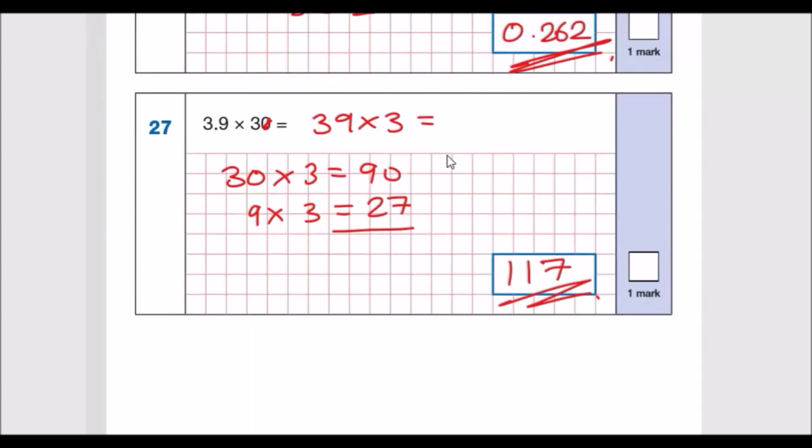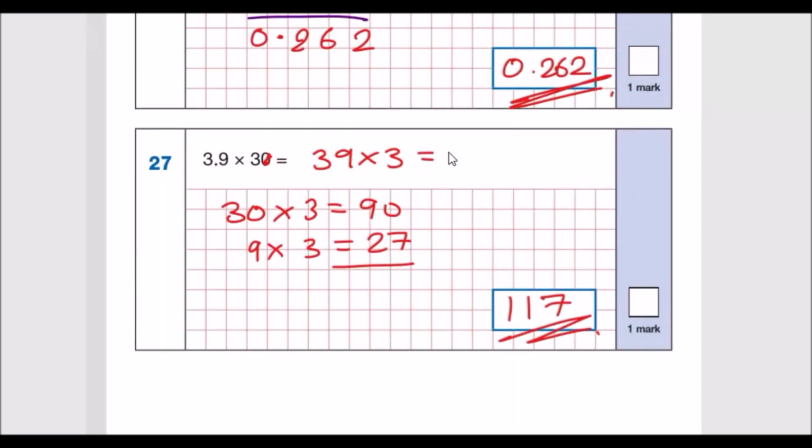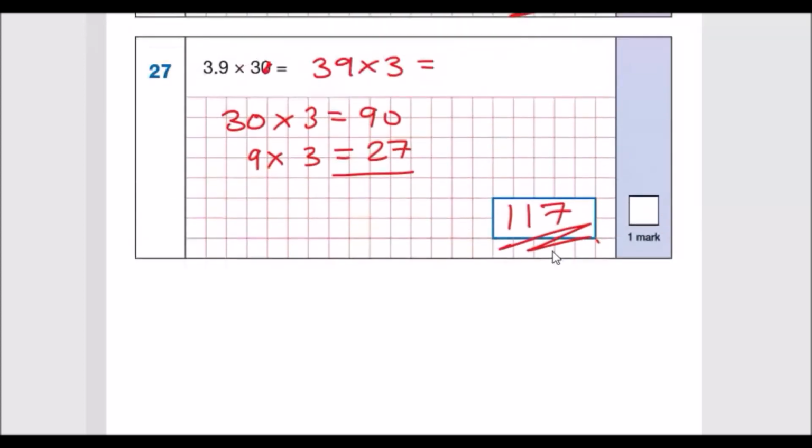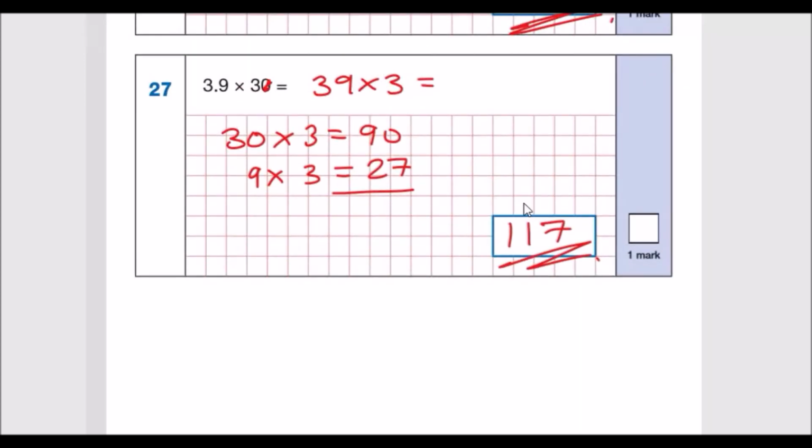Very easy. Okay, just checking if this is correct. 3 times 9, 27. Yep, looks legit to me. I always double check my answers anyway, but I'm going to check anyway in case.